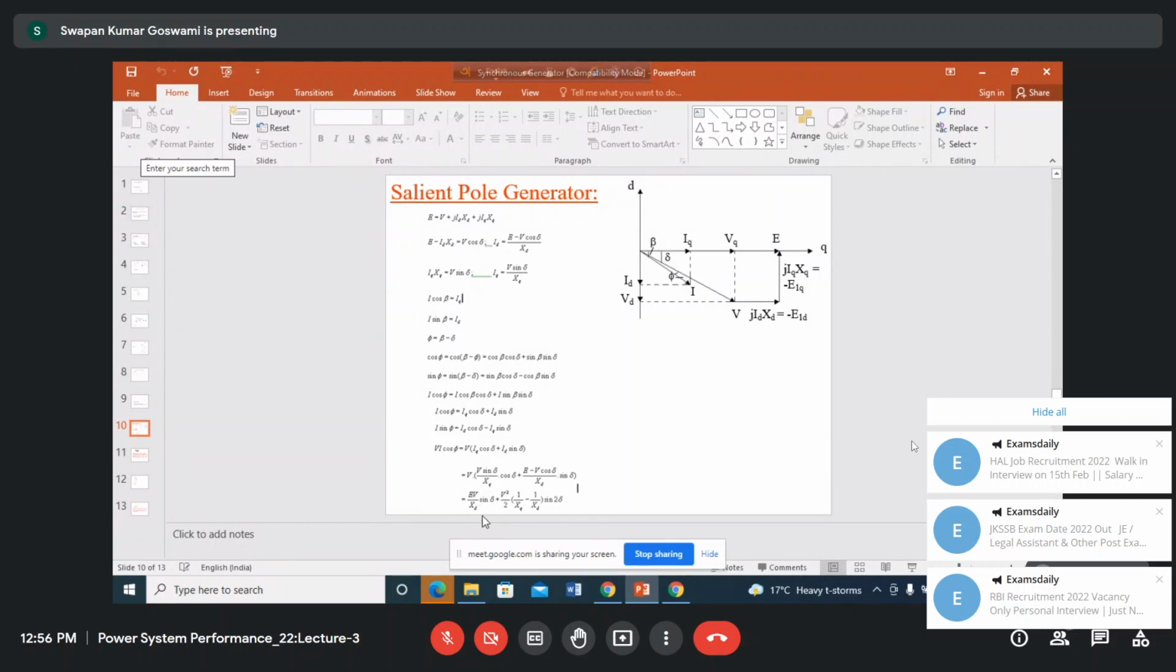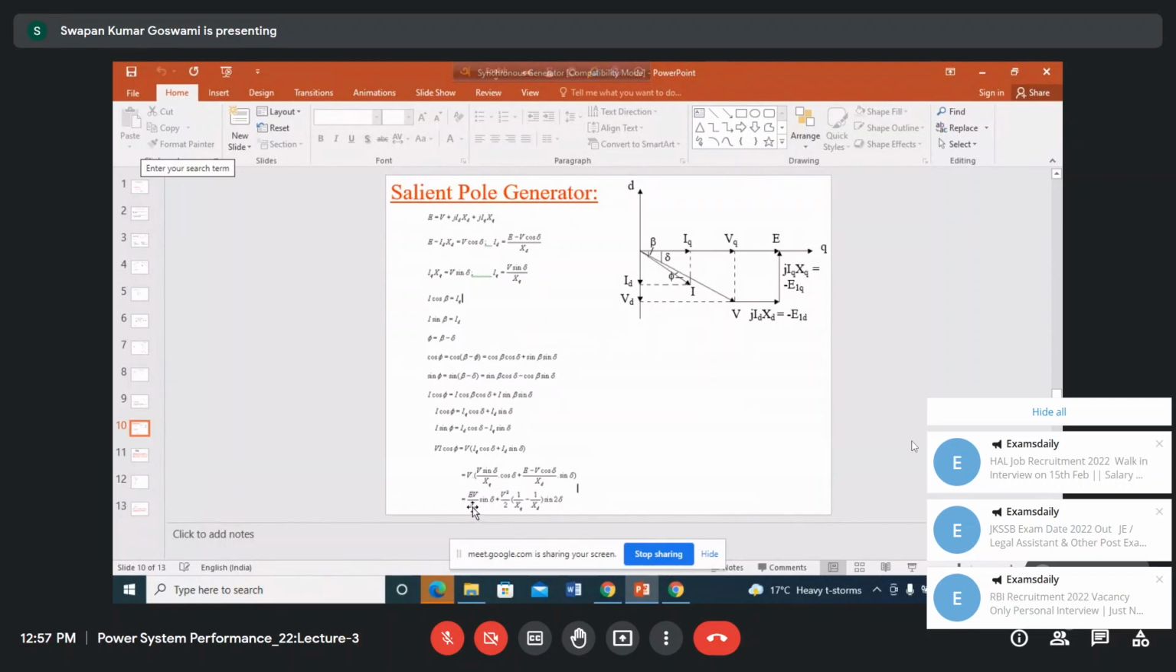You see that this first part, the sine delta part, is almost identical to that of the cylindrical rotor machine, where it was EV by XS sine delta. Here it is XD, there it was XS. Obviously, for a cylindrical rotor machine, there is no difference between XD and XQ. Everything is XS. So this portion is the expression for active power for a cylindrical rotor machine.